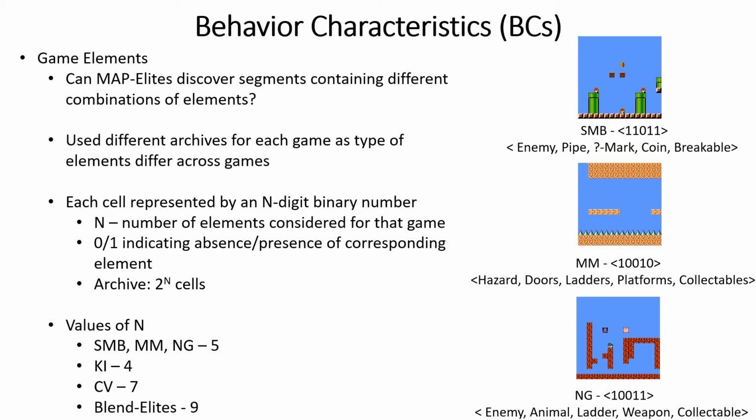How exactly this n-digit number is encoded for each game can be found in the paper, but just as an example, cell 11011 for Mario, or SMB, defines the space of segments containing enemies, pipes, coins, and breakables, but no question marks, as can be seen in the corresponding example segment.